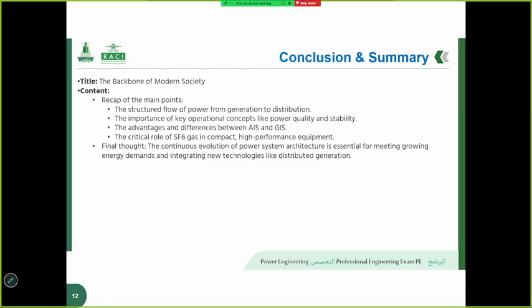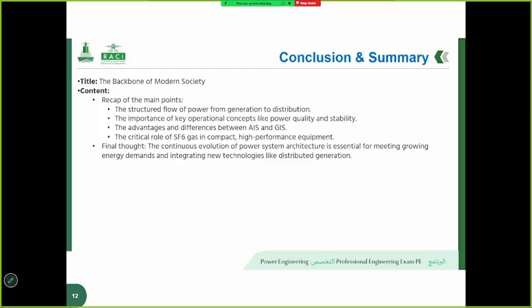The next item is the importance of key operational concepts. Summarize the fundamental principles that show how the system operates. Remember the significance of power quality, a clean and stable supply, power system stability, the ability to withstand disturbances, and the importance of maintaining proper voltage regulation and support.